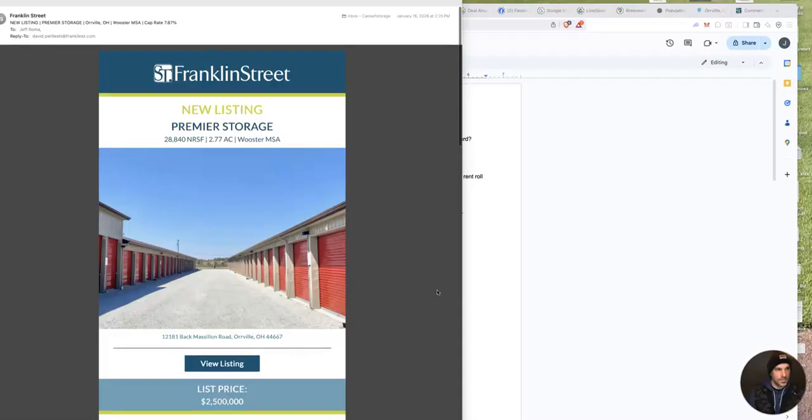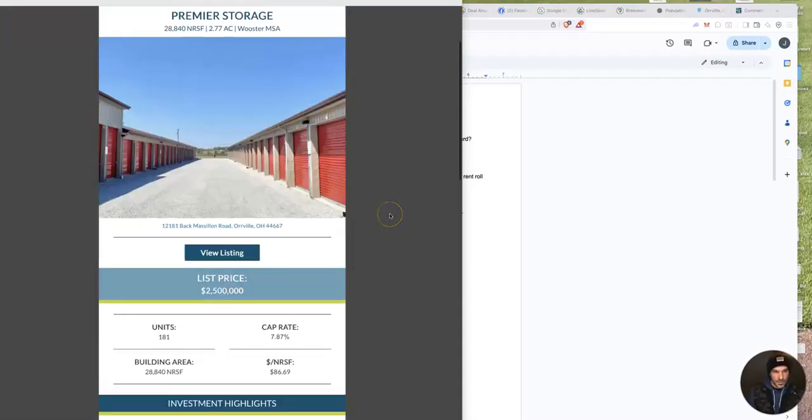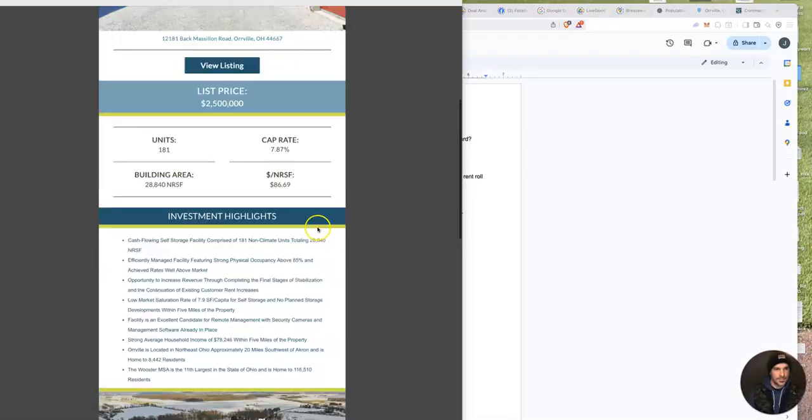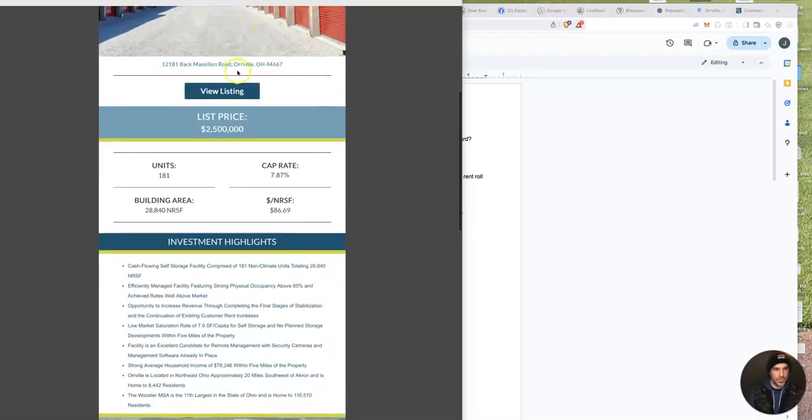This is, I don't know if it's a wholesaler, so Franklin Street. They're not a wholesaler, but I'm on their list. So I don't often look at these, but I thought for today's purposes we could take a peek at this particular deal. It's in Orrville, Ohio.